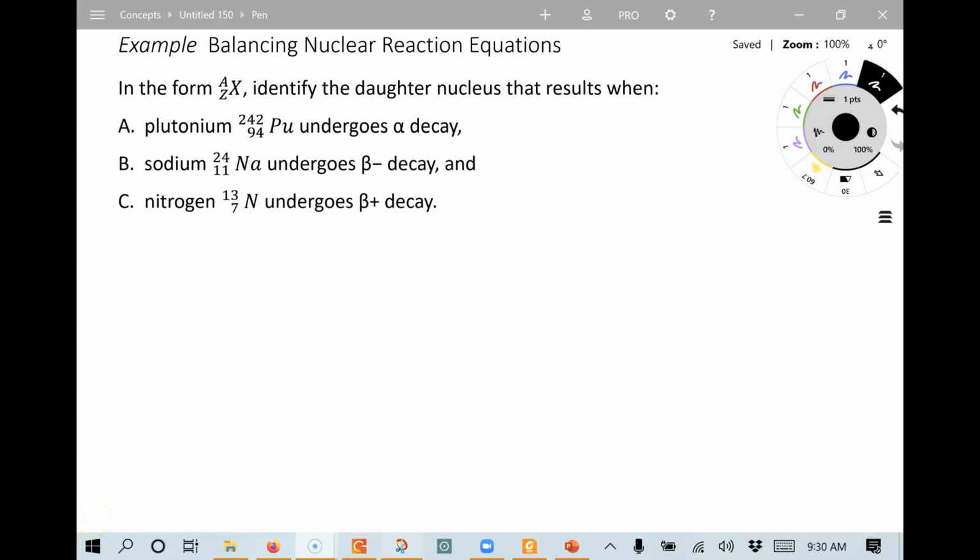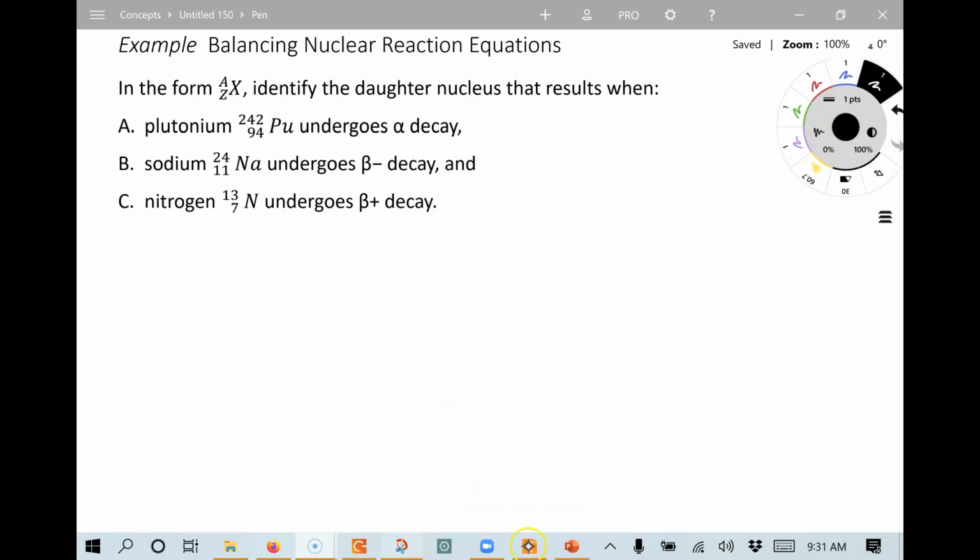Hi, this is an example problem from Chapter 31 on balancing nuclear reaction equations. We're going to be looking at three different examples of radioactive decay, which is a form of nuclear reaction where nuclei are changed from one state to another, or one type of nuclei to another. And so we're going to learn how to write those reactions and balance them.